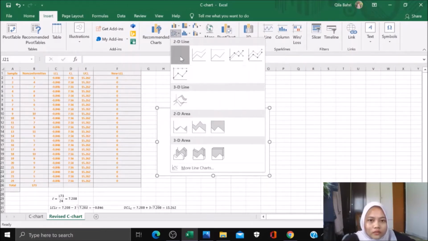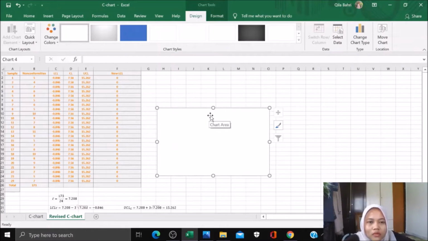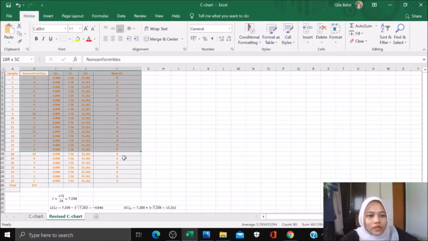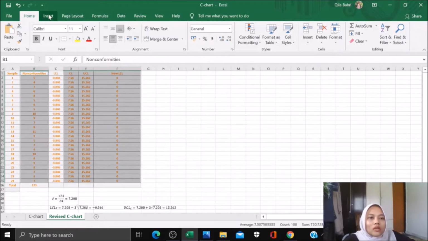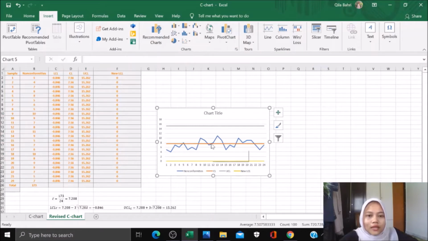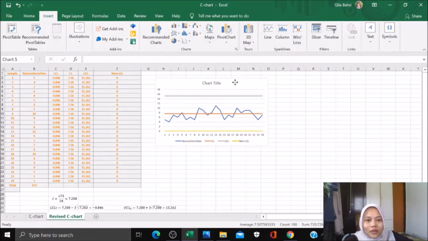So we construct a graph, select all of this, and exclude this one because we don't want this. Okay, and insert graph. Okay, so the process is in control because there are no points above the upper control limit or below the lower control limit. So that's all. Thank you.